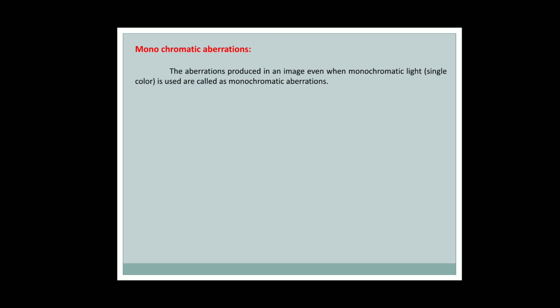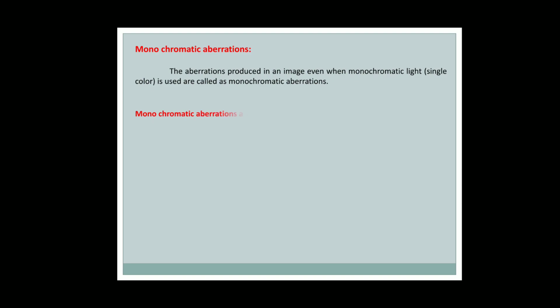So, what is monochromatic aberration? We know the aberrations in which the object is single color, that is monochromatic light, the image is not a perfect image. The image may be distorted or blurred or found at different positions. This kind of defect in a lens is called monochromatic aberrations.